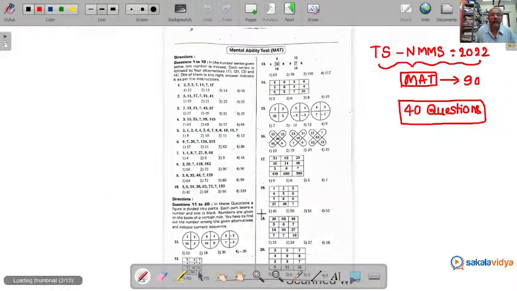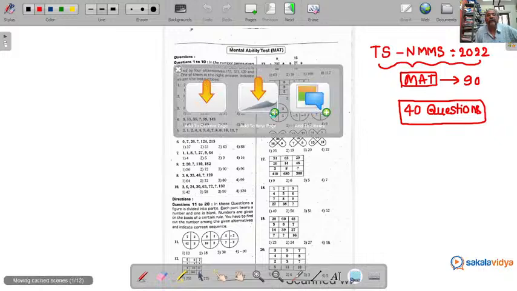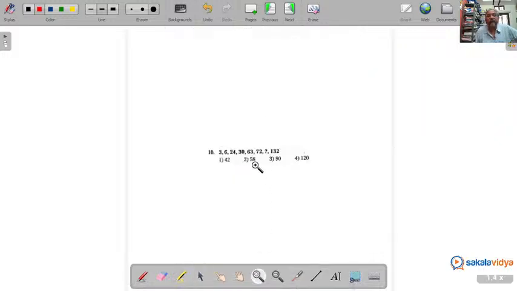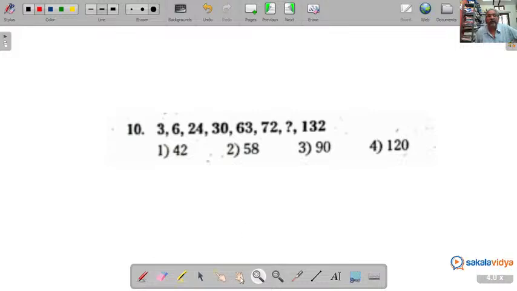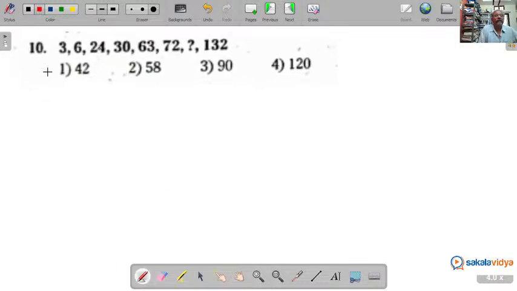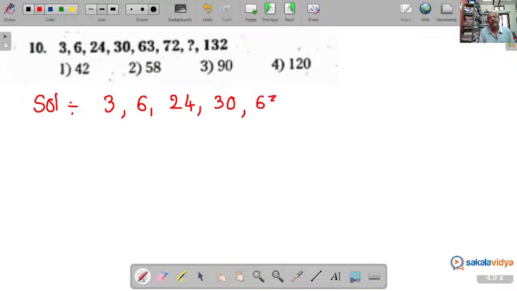Okay, now let us move to the last question in this model, 1 to 10 questions. So next question, right. So this is the question. See 3, 6, 24, 30, 63, 72, question mark and 132.